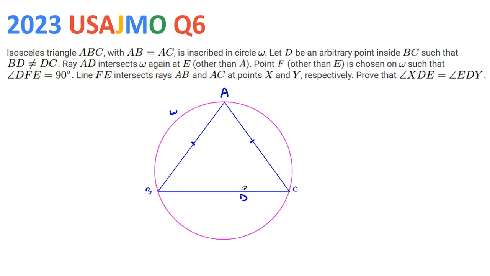So let's move on to drawing the graph. Let's draw the line AD here. AD reaches some point here. This one, it says what? It says D is an arbitrary point such that BD is not equal to DC, and ray AD intersects omega again at E, other than A, because this line intersects omega at A and E. Point F other than E is chosen on omega such that angle DFE is 90. Okay, so for example, DFE is 90.